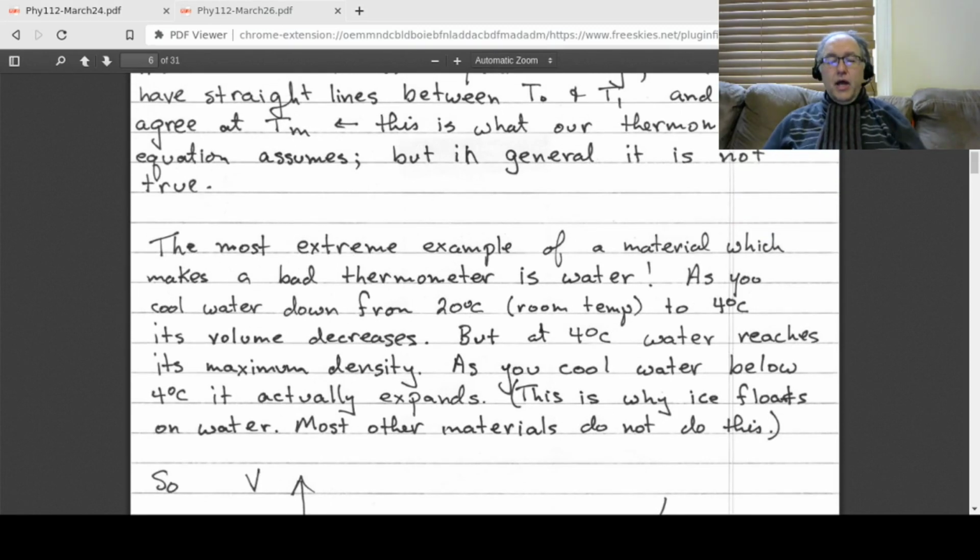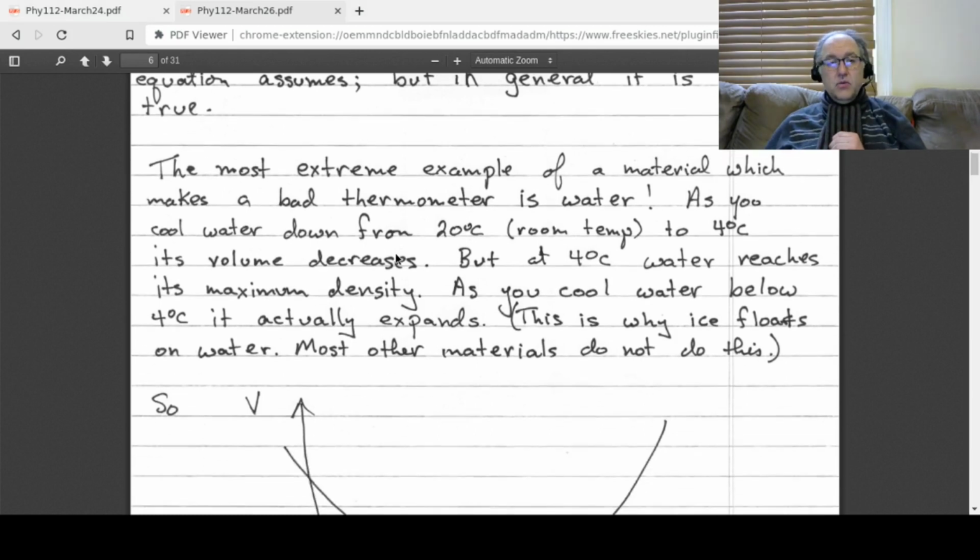I was going to say go on to ideal gases, but before I do, actually, there's one material where this effect is absolutely dramatic, and that is water, okay? You really can't make a thermometer out of water. And the reason is that water has this very interesting property that it's densest at 4 degrees Celsius, okay?